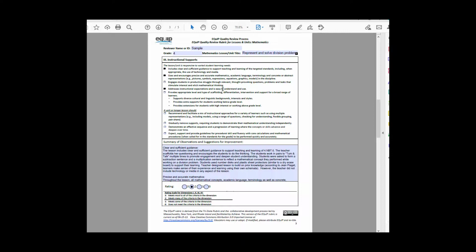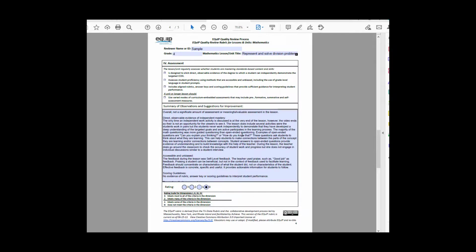I just saw the differentiation as far as the manipulatives, but I didn't see anything for cultural or linguistic backgrounds or any extra supports for students that might be working below grade level or any extensions for students that were working above grade level. So I didn't give her points for that, and that gave her a 2. The next one is the assessment. We already discussed how there wasn't a whole lot in assessment here, so I had to give her a 0 based only on the fact that I did not see this.